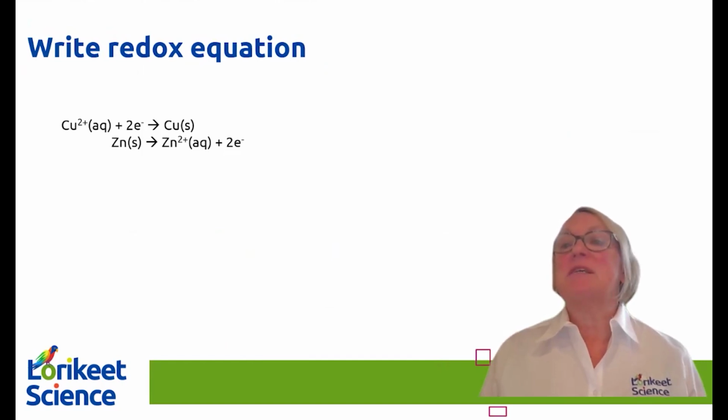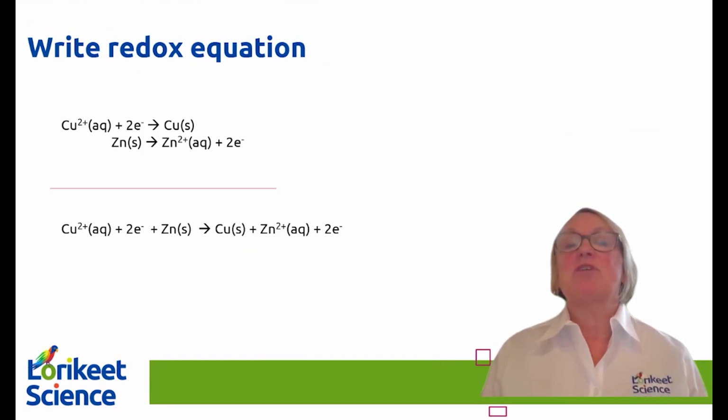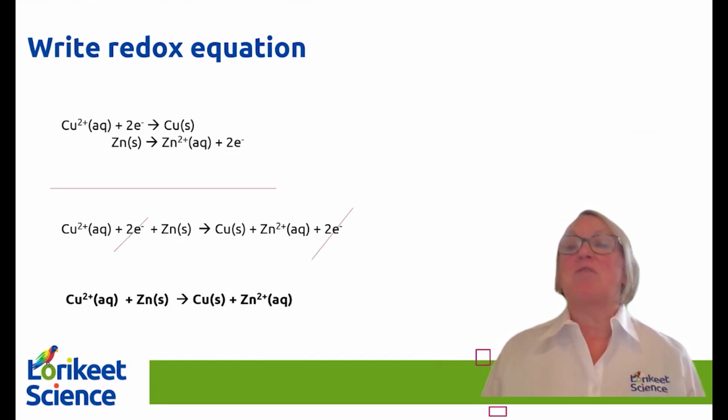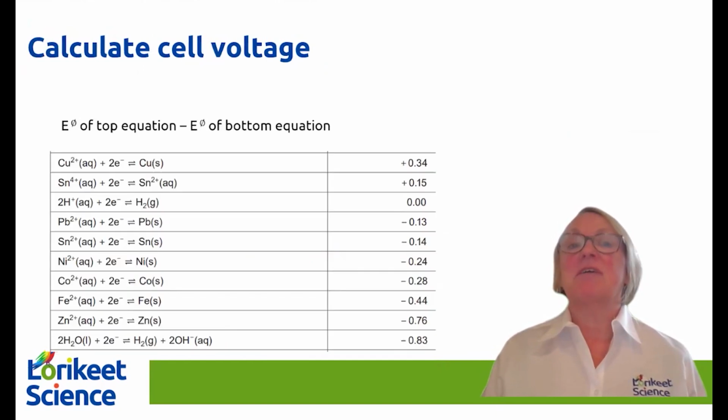Now, in this instance, we've got 2 electrons in the oxidation and reduction half equations. So we just add the 2 equations together, cancel out the 2 electrons, and we're left with the overall redox ionic equation. So copper 2+ ions plus zinc metal react to form copper metal and zinc 2+ ions.